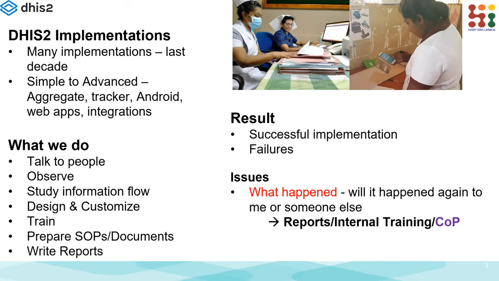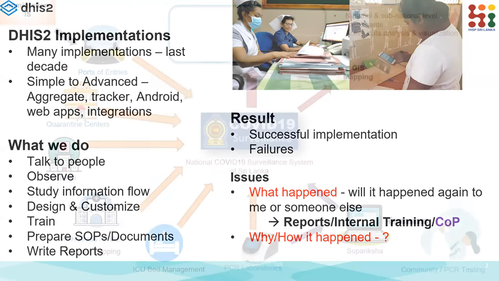Usually people write what really happens. In reports or internal training programs, they mention this happened, so please don't take this approach next time. So these kinds of things happen. Or else maybe you have a community of practice. But a deficit I have seen is that we don't really explore why or how it happened. If we can really understand why it happened, we can prevent it, and the knowledge can be shared.